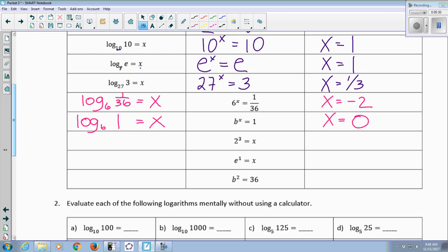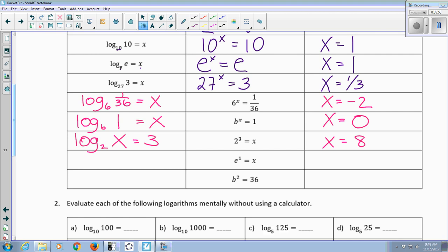All right, 2 cubed equals x. So log, my base is 2, my exponent is 3, the x goes with the log. Log base 2 of x equals 3. In exponential form it says x equals 2 cubed, which means x equals 8. 2 times 2 times 2.